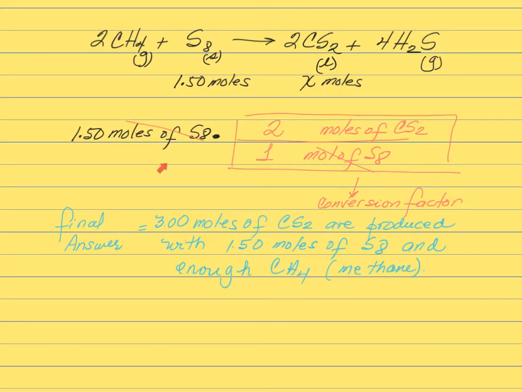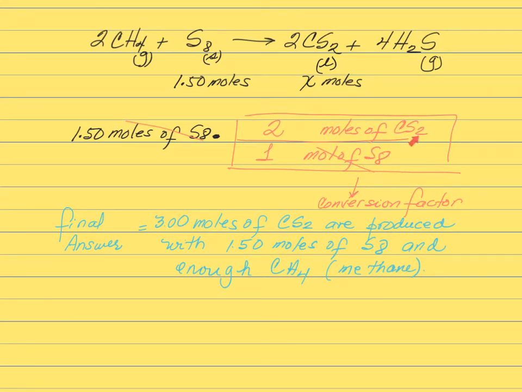So you're gonna start with whatever you have. You want to get rid of mole of sulfur. So when you're writing your conversion factor, you're putting that on the denominator. And now you have to look for a mole ratio that is relating the sulfur with the carbon disulfide.